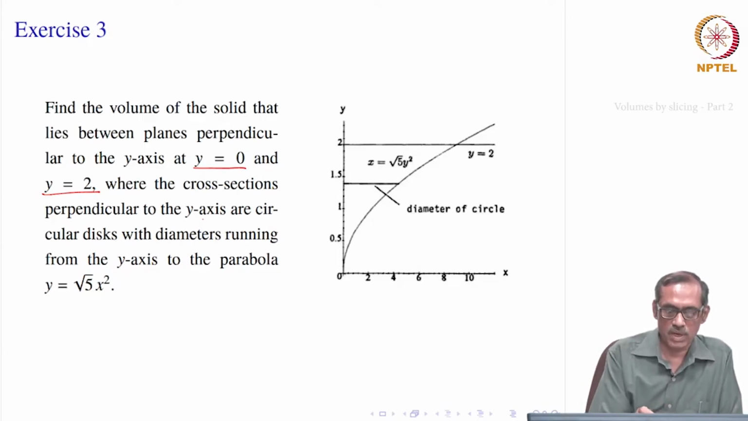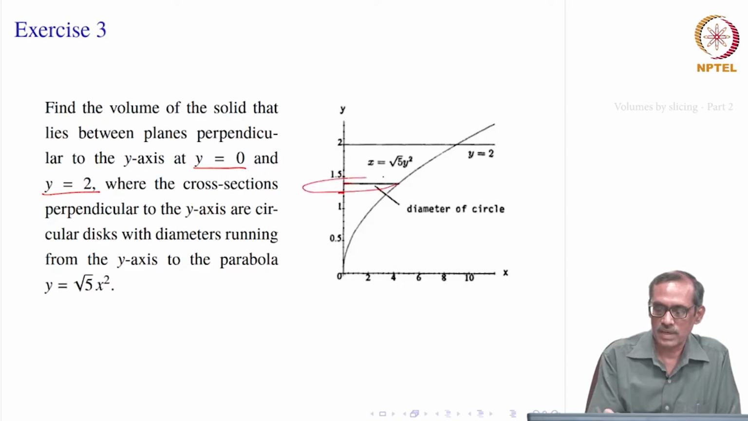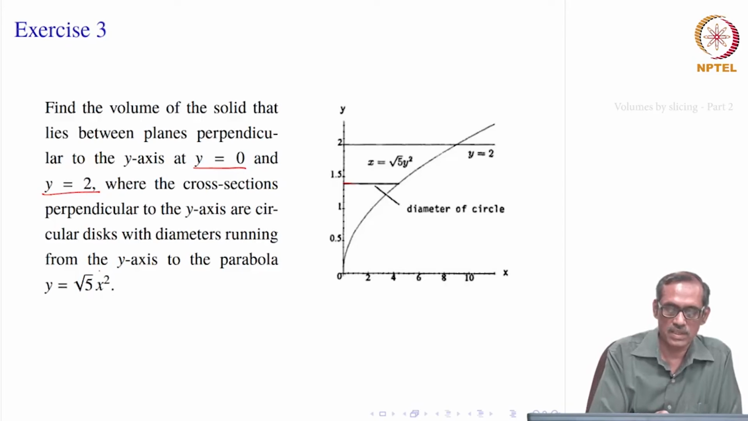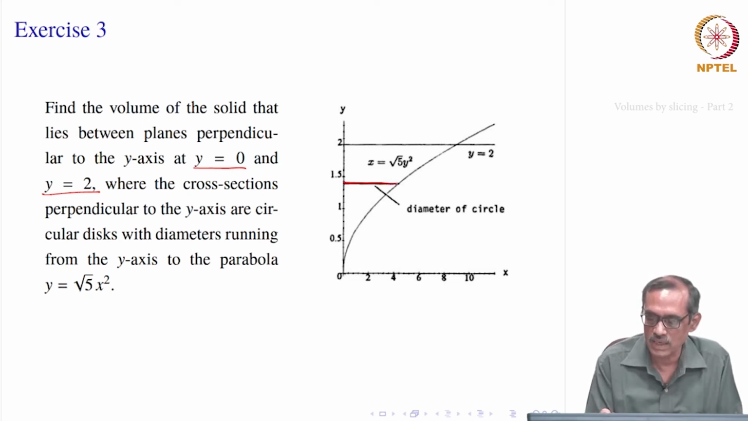The cross sections perpendicular to the y axis are circular discs. So, that means at any point y, if you choose any point at y, then that will be a circular disc, right. That is how it will look. That will be the cross sectional area. And what is the constraint on that circular disc? Those discs have diameters running from the y axis to the parabola. It says that the circular disc diameter runs from the y axis to the parabola y equal to square root of 5 minus x square. So, that means this exactly will be the diameter.